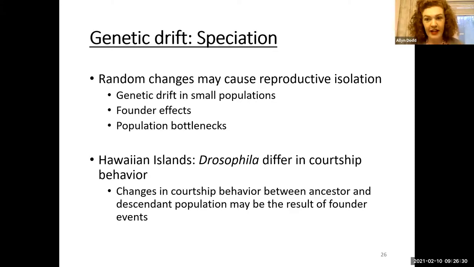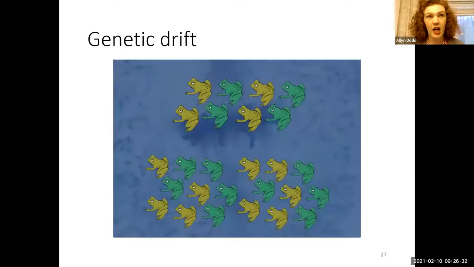Founder effect is where a tiny, small subset of a population becomes reproductively isolated. I mean, really that's kind of what both of them are, but founder effect is where a very small subset becomes reproductively isolated.